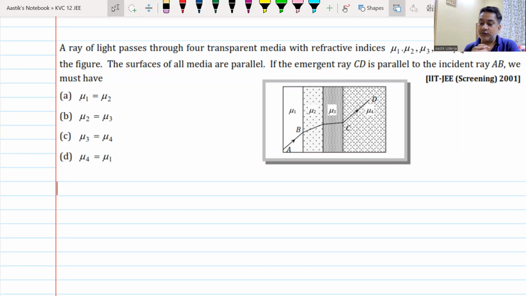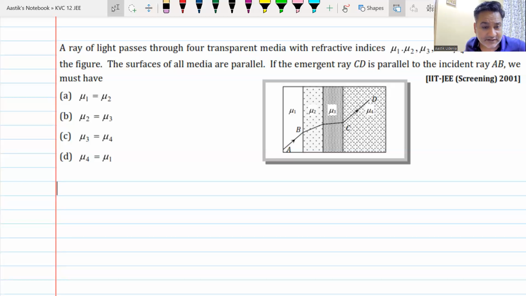A ray of light passes through 4 transparent mediums with refractive indices mu1, mu2, mu3, mu4 as shown in the figure. The surfaces of all the mediums are parallel. If the emergent ray CD is parallel to the incident ray AB, what does that mean? Remember, it's a very simple question. Let's see if anyone can give me the answer to this one. This is IIT-JEE, not JEE Mains, not JEE Advanced.